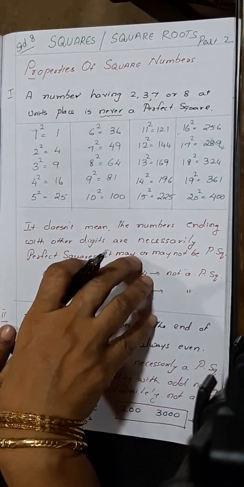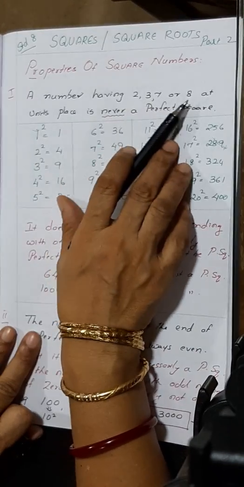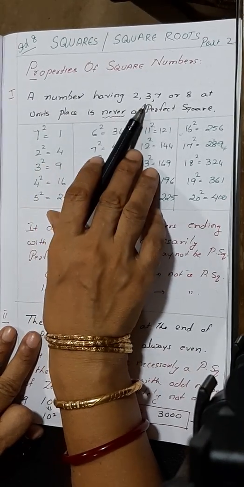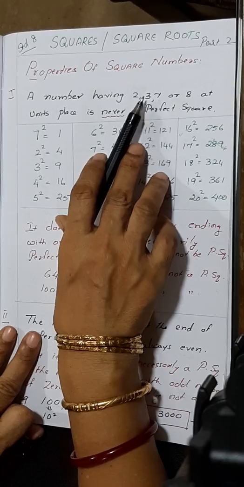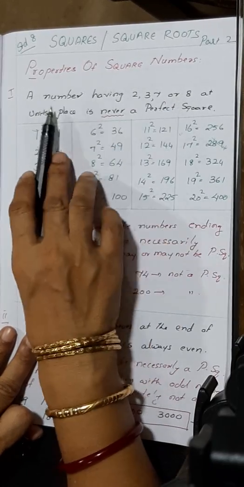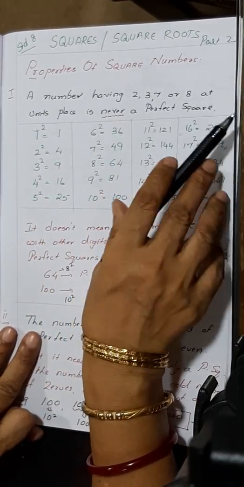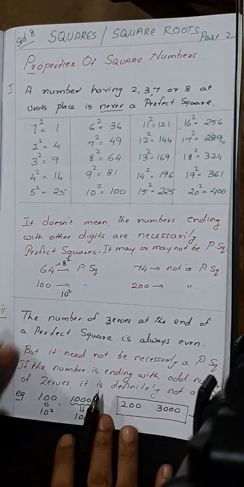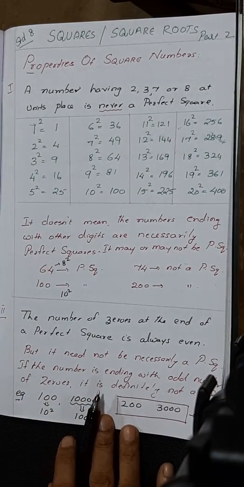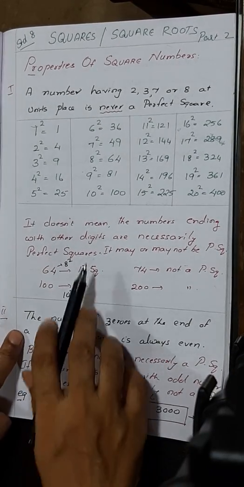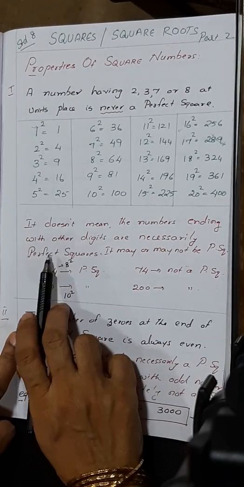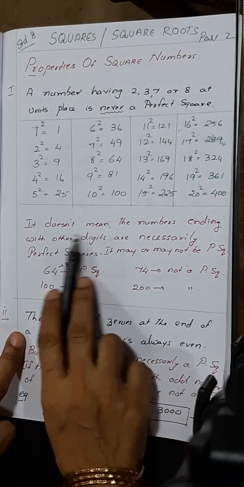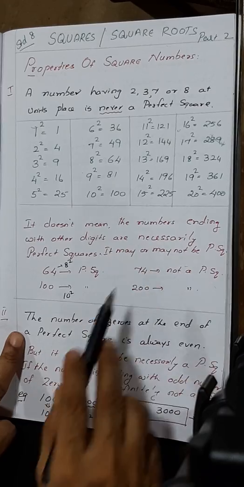So what do you understand from this? The property is, if a number is ending in 2, 3, 7 or 8, you can definitely say it is not a perfect square. Numbers ending with other digits are not necessarily perfect squares.